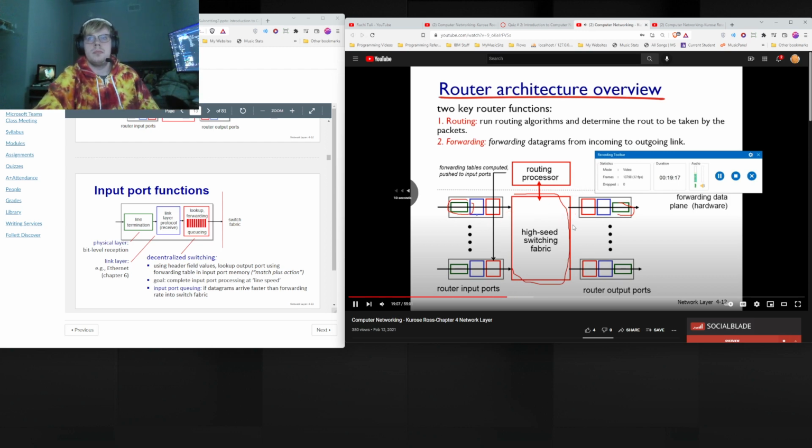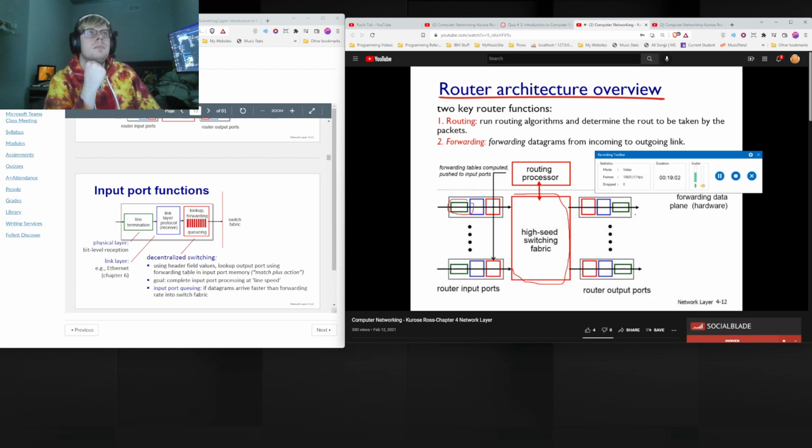Represented by the leftmost box, the small green box on the input port, and the rightmost box on the output port. So it performs the physical layer function. It also performs the data link layer function, which is represented by the middle box in the input and the output port, and it also performs the lookup and the forwarding function. So it is represented by the rightmost box in the input port and the leftmost box in the output port, which is the red color box.